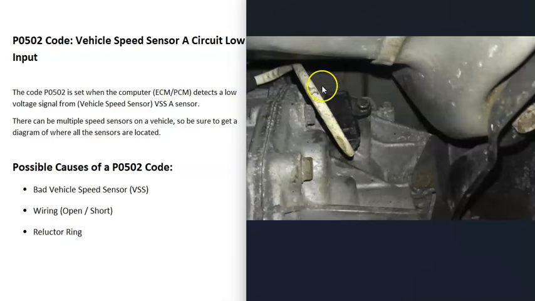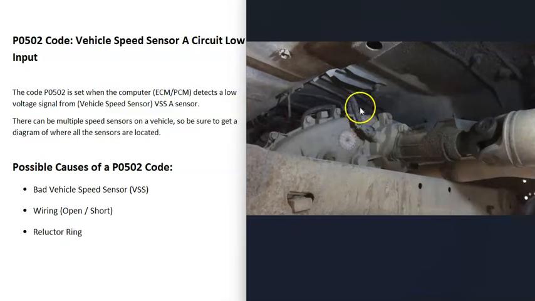The next thing that could cause this is the wiring going to the speed sensor is having some kind of problem. It's got like a bad connection, or there's like an open, a short, something along these lines. And basically keep in mind that anything wrong with the wiring going to that sensor is going to cause the same problems as a bad speed sensor. So be sure to keep that in mind.